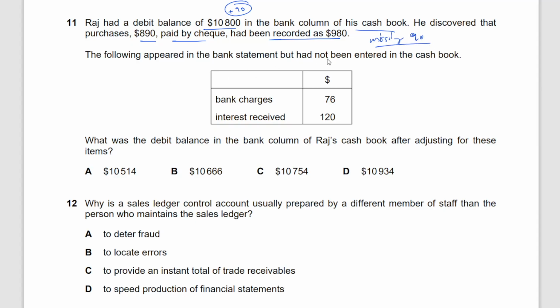The following appeared in the bank statement but had not been entered in the cash book. So a few more updates need to take place. Bank charges, we have to subtract that. Interest received, we have to add that. What was the debit balance after adjusting for these? All right, so we start with 10,800. This 90 is missing. Let's add it back. It was supposed to be there, but since we over-subtracted, we're going to add back the difference. And then the bank charges are subtracted, of course, because that's the money paid. And interest received, it's coming in, so we add 120. Let's see. 10,800 plus 90 minus 76 plus 120. That's 10,934.